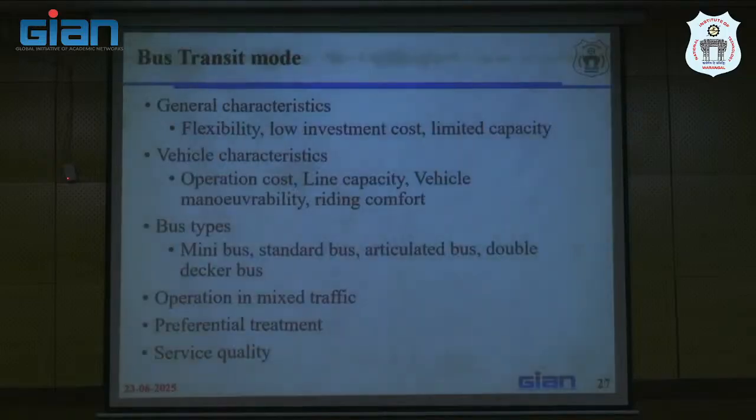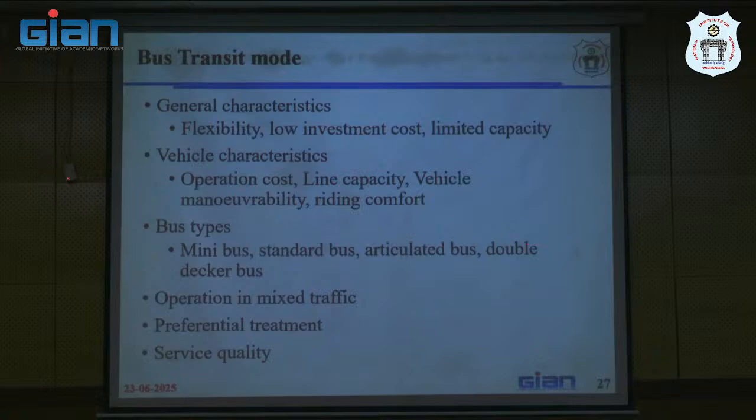Now coming to the bus transit mode, that is the more general way of understanding the transit system in any city. The general characteristics of the bus are the flexibility, the low initial cost, and the limited capacity. Everybody knows that the capacity of the bus is generally 35 to 38 seated at max. Including standing, it may go up to 50, 55, not more than that in general. The vehicle characteristics are the operation cost of the bus, the line capacity, vehicle maneuverability, and riding comfort.